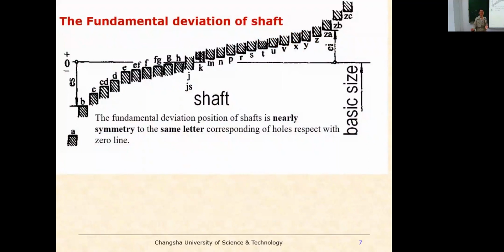And for the shaft it is different. So for the shaft, this is A, B, C, D, E, to this A, this C. The A to the C, the A, the B, the C.